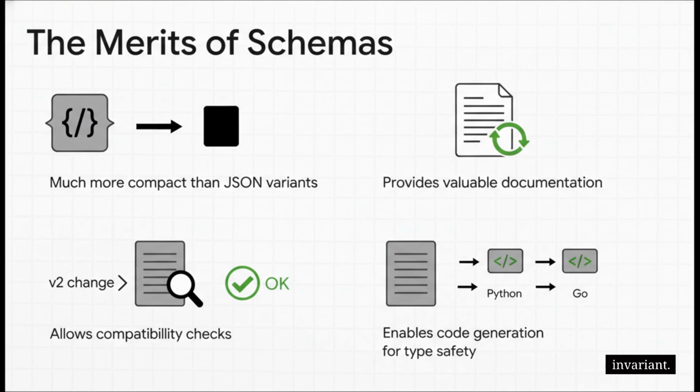So the benefits here are just huge. Obviously, these formats are way more compact, but the schema itself also becomes precise, always up-to-date documentation for your data. It also lets you automatically check if a proposed change is going to break anything before you deploy. And here's a massive win for developers. From this one schema file, you can automatically generate type-safe code in multiple languages. This means your Python service and your Go service are guaranteed to be speaking the same language, catching errors before you even write a line of code.